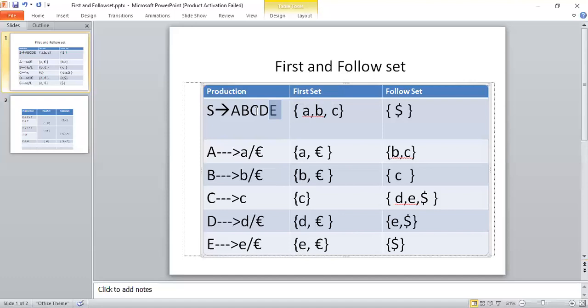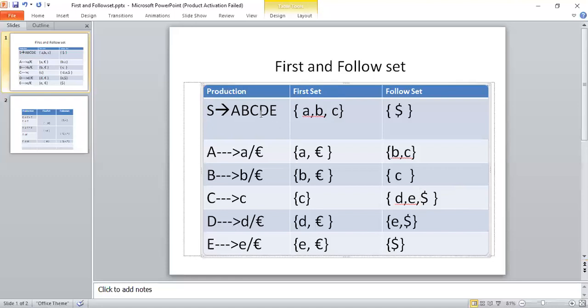So after C, here we don't have any symbols. There is no D and there is no E. So that C follows S. C follows S means what is the follow set of S? Dollar. So write the dollar in the follow of C.